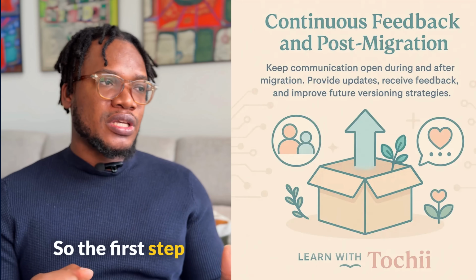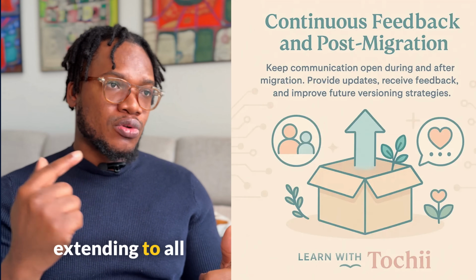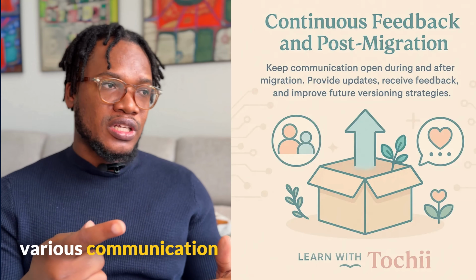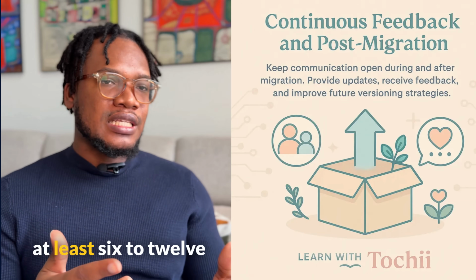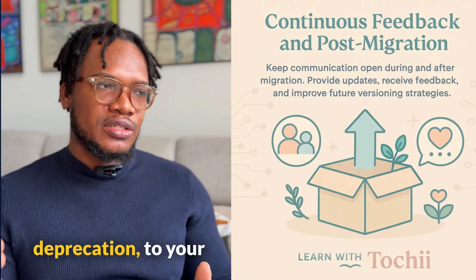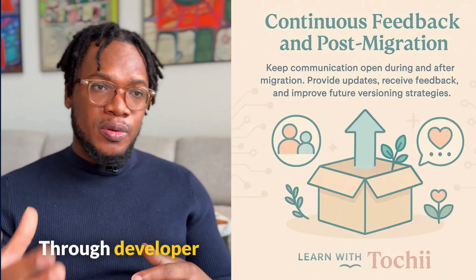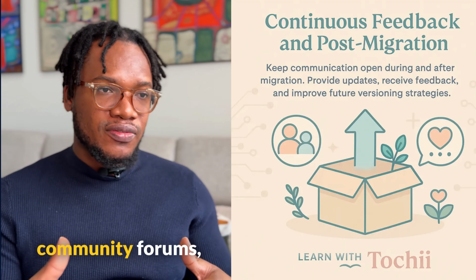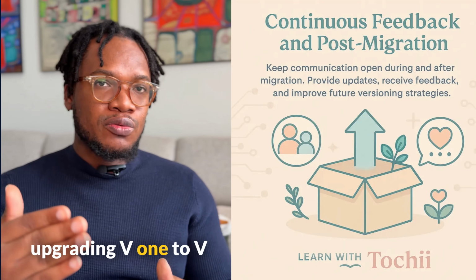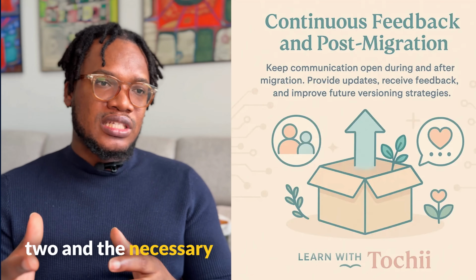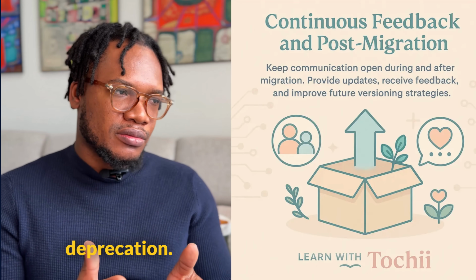Now, the first step is your versioning announcement in the first 6 months, extending to all partners through various communication channels. The second is your deprecation warning, at least 6 to 12 months before deprecation, to your external developers and different partners, through developer portals, emails, and community forums. This would be a step-by-step guide to upgrading from V1 to V2 and the necessary changes to integrations. This should happen 6 months before deprecation.